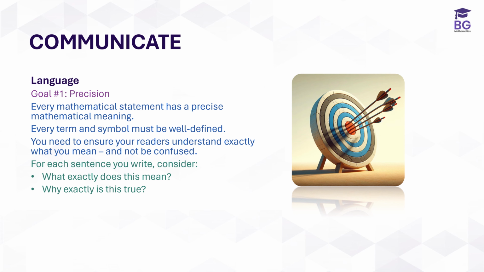With those things in mind, if we look at language in a general sense, you have two clear goals. First of all, precision. Every mathematical statement needs to be precise. It needs to have a particular meaning. Every term and every mathematical symbol is well defined. You need to make sure that your reader can understand exactly what you mean and not be confused. For each sentence that you write, consider what exactly is the point of this sentence. What point am I trying to convey? Why is this true?